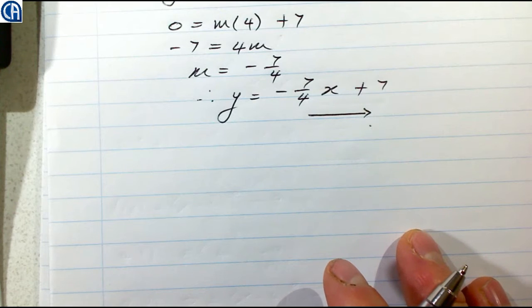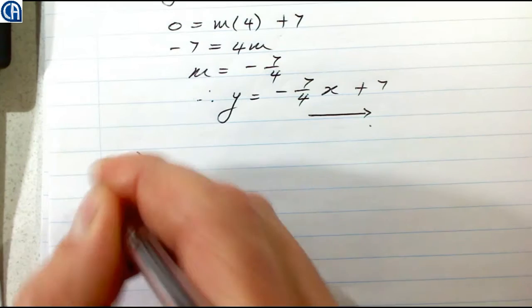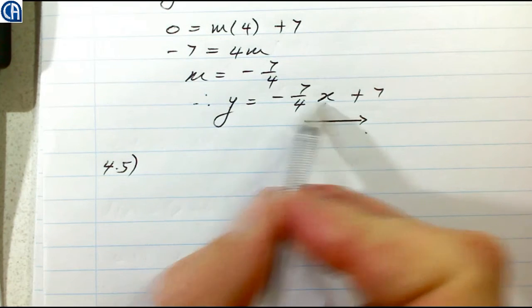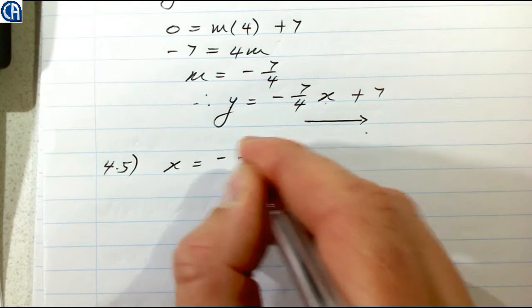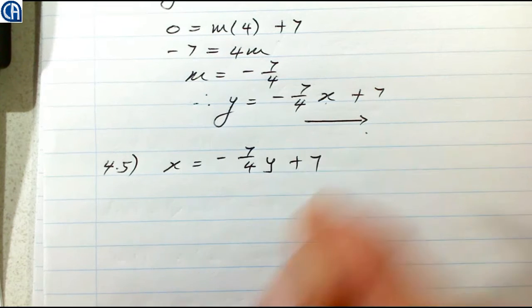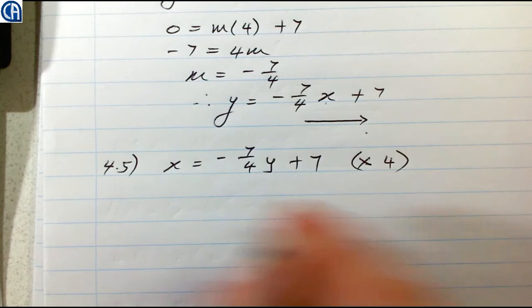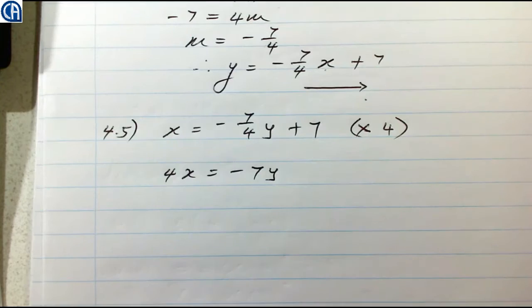Right, determine the equation of g inverse. Okay, so in order to work out the inverse of a function, swap x and y, so interchange x and y. So that's x equals minus 7 over 4 y plus 7. I'm just going to times by 4, so that would be 4x equals minus 7y plus 28.